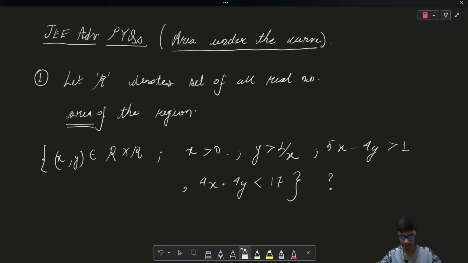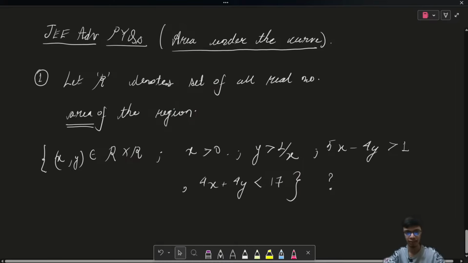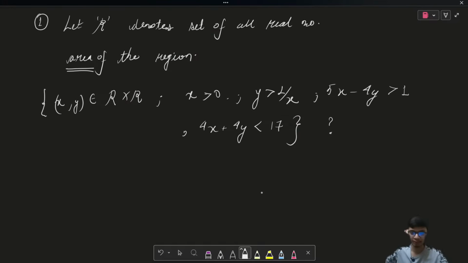Is this clear to all of you? I hope this part is clear to all of you, right? So please let me know in the live chat any solutions, any answers. Okay, so let's quickly see the solution for this particular problem.